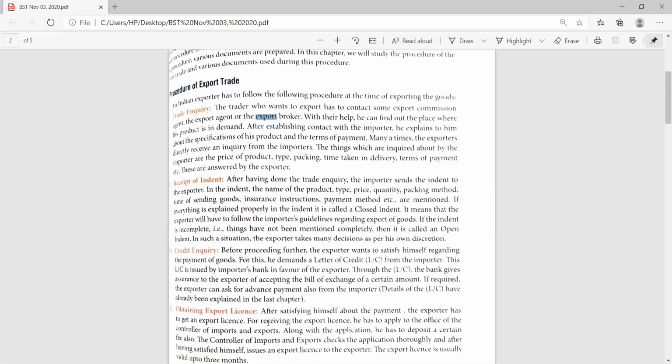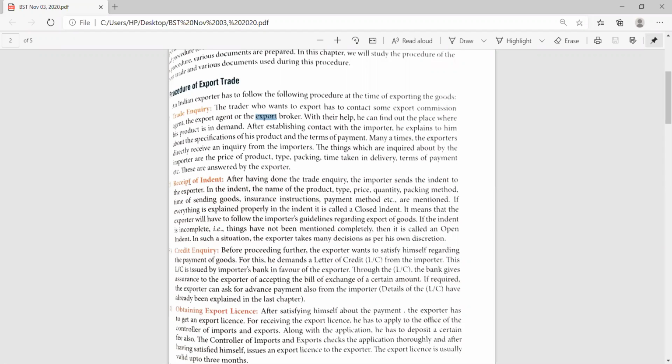The trader who wants to export has to contact some export commission agent, export agent or export broker. With their help, he can find out the place where the product is in demand. After establishing contact with the importer, he explains the specification of his product and his terms of payment. Many a time the exporter directly receives the inquiry from the importers as well. The things inquired about by the importer, like what we did yesterday, are the price of the product, type of the product, packing, time taken for delivery, and terms of payment, and these are answered by the exporter.